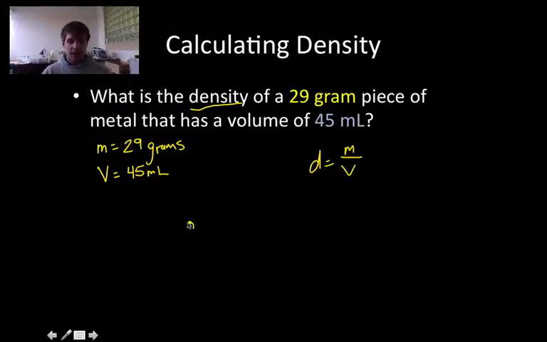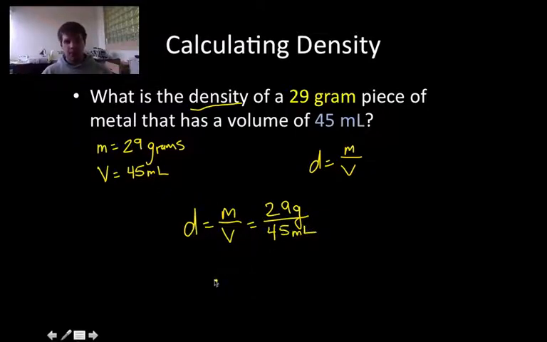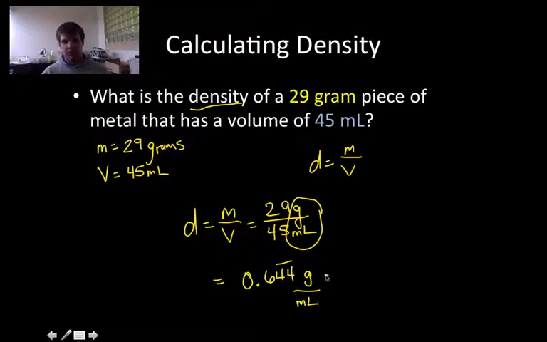And so when I plug those numbers in, density is mass divided by volume. The mass is 29 grams. The volume is 45 milliliters. And when I divide those two things, I get 0.644, and that's actually 4 is repeated. And the units, I divided grams by milliliters, so my units down here are grams divided by milliliters. All right, so that's my solution. I've just solved for the density of that particular material.